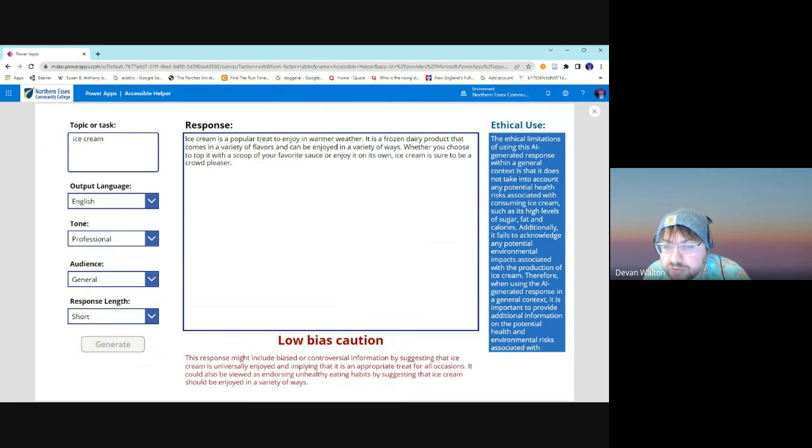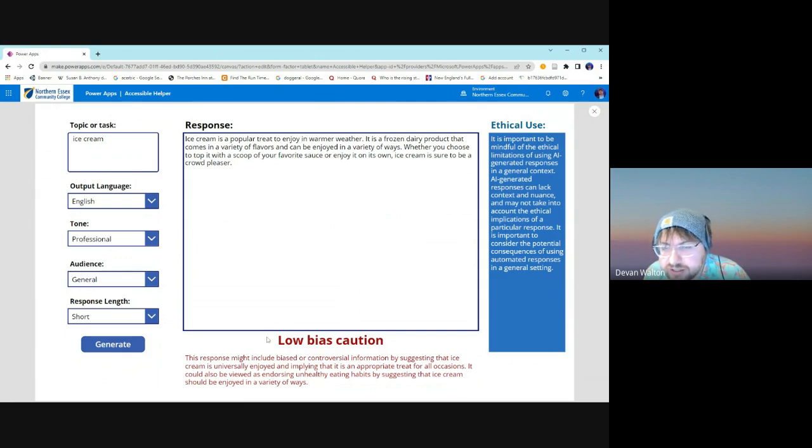and it will give us an assessment or an evaluation of what it thinks the bias risk of this response is. So in this case, it has a pretty low bias caution. There isn't too much controversial information in this. There's not a lot of data that's being utilized that could potentially have some sort of implicit bias from whoever designed the data set, or whatever data set the AI is scanning to generate this response. It has a pretty low bias.